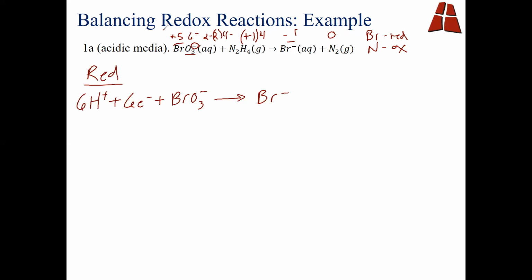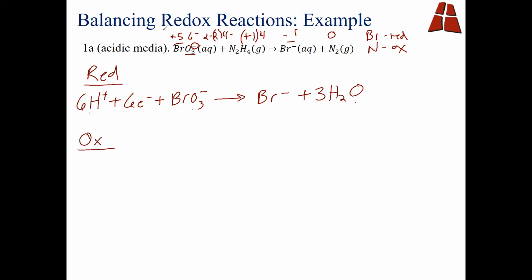Finally, we want to balance this out with water. And so to our product side, we would add 3H2O. That gives us 6 hydrogen, which would balance with 6 hydrogen on our reactant side, and then 3 oxygens, which would balance with our oxygens on our reactant side. Okay. So we've now balanced our reduction reaction.